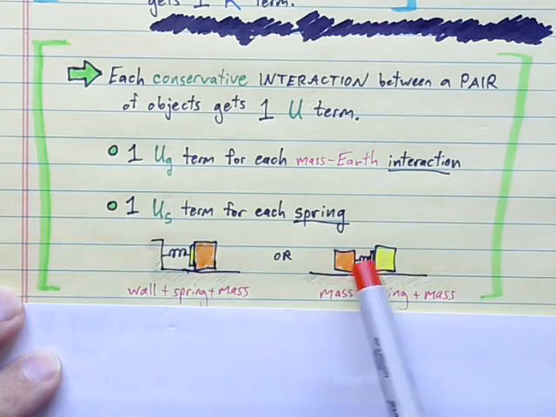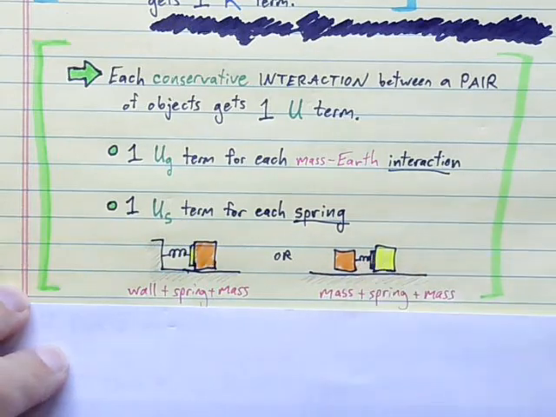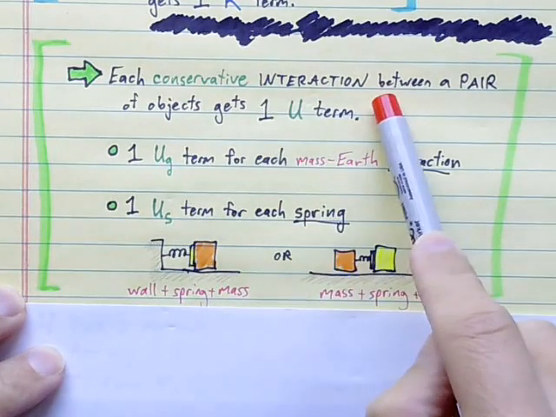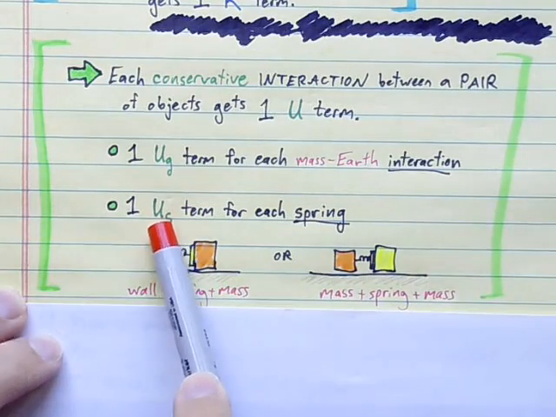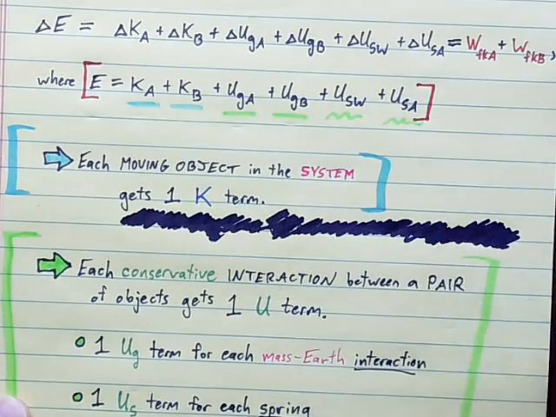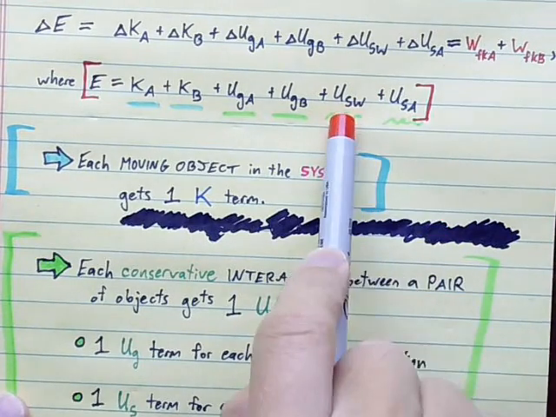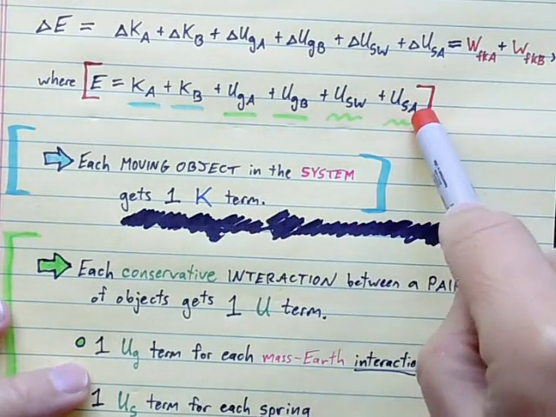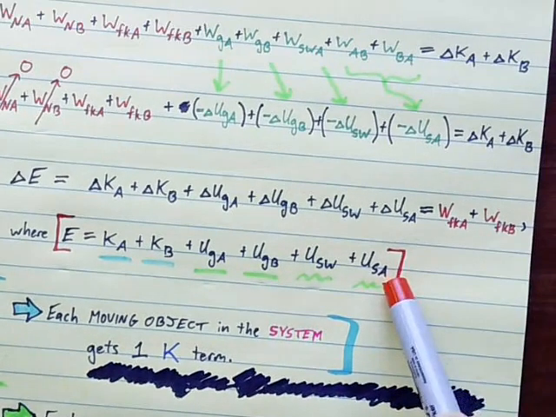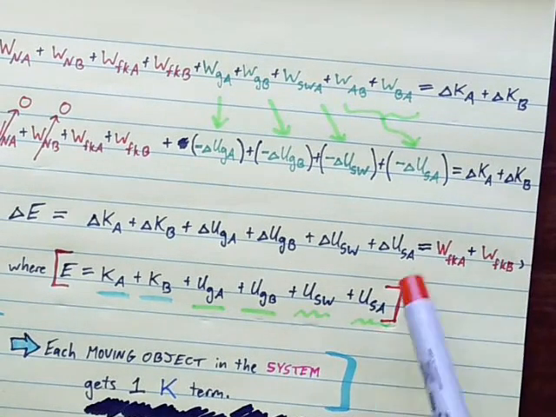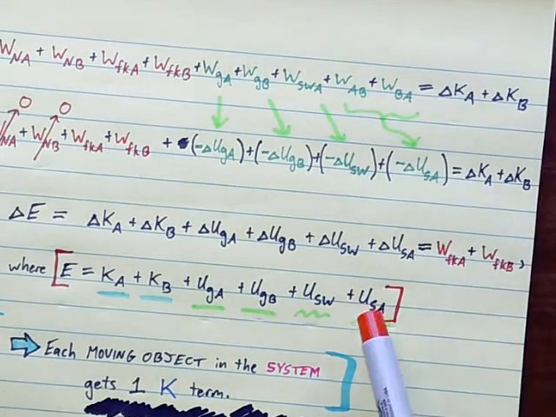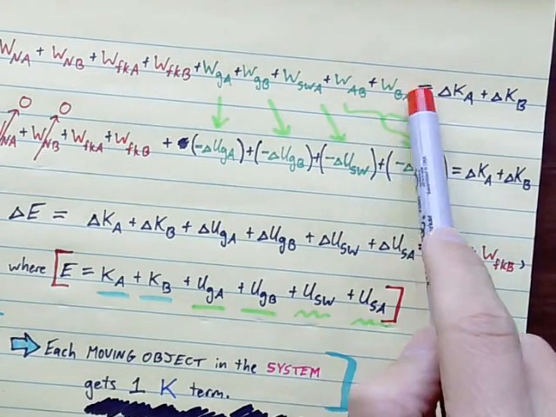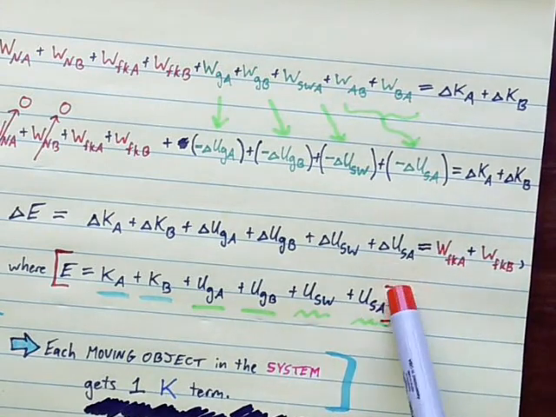Or it could be these 2 masses colliding with a spring-like bumper in between them, and the mass plus spring plus mass interaction gets 1 spring potential energy term. So up here, that's 1 US for the wall spring, and then 1 US for the spring attached to mass A between the two blocks. One spring potential energy, even though that spring is capable of doing work on both A and B. So two work terms, but they both represent changes in one single spring potential energy.